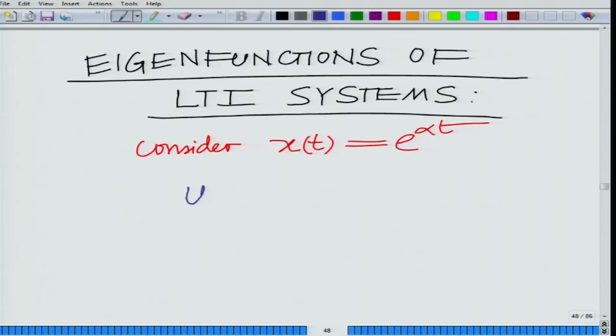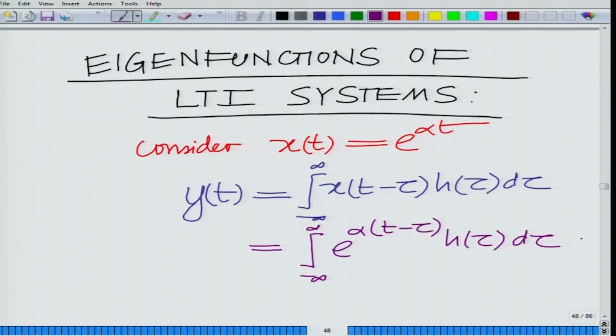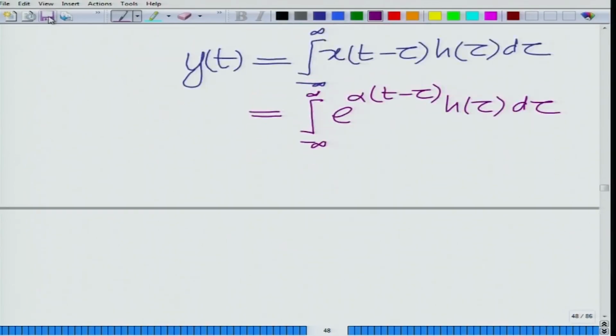Now, for an LTI system, we know the output y(t), in terms of the impulse response for any arbitrary input signal x(t), is given as the integral of x(t minus tau) h(tau) d tau. Now, I am going to substitute the expression e power alpha t for x(t). This gives e power alpha (t minus tau) h(tau) d tau, which you can now simplify. Remember, e power alpha t is a constant that does not depend on the integration variable tau, so that will come outside.